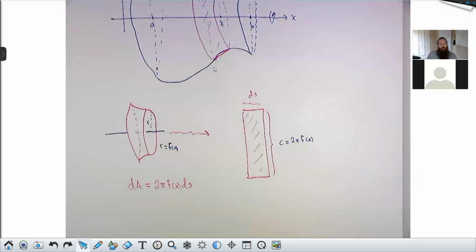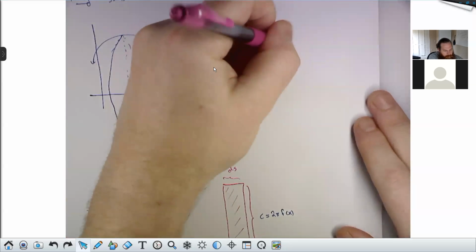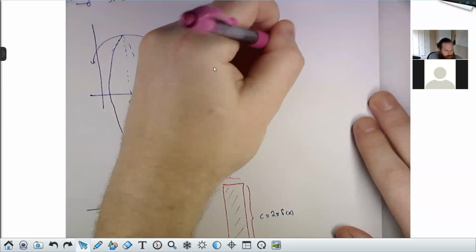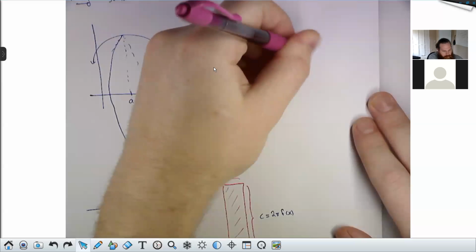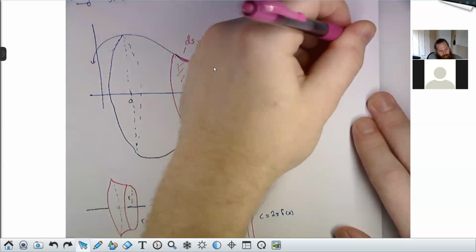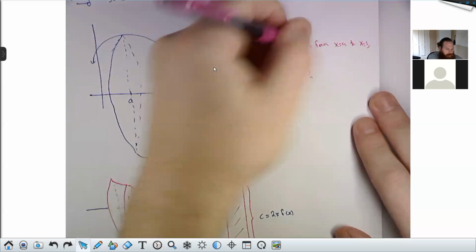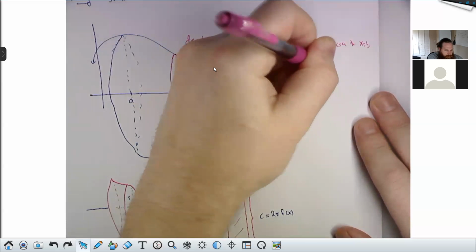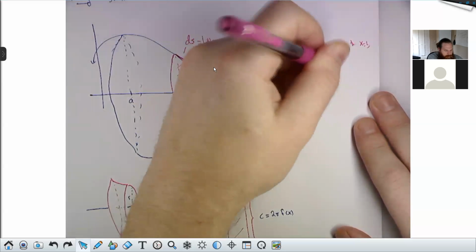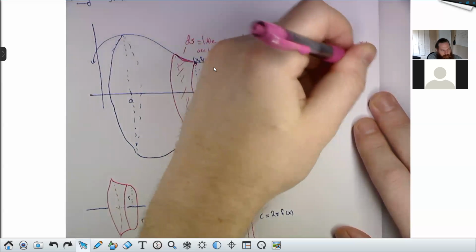And now it's just on us to figure out what ds is. But we know what ds is. Your little piece of arc length, remember, I'll use the symbol s, from x equals a to x equals b is s equals the integral from a to b of the square root of f prime of x squared plus 1, this is what we were doing last time, times dx.